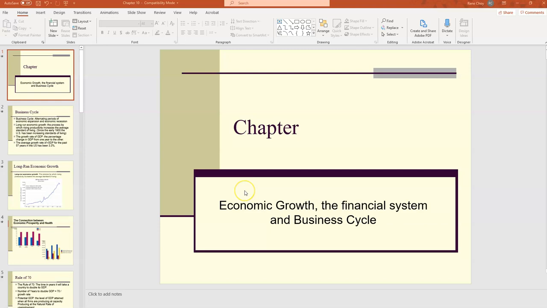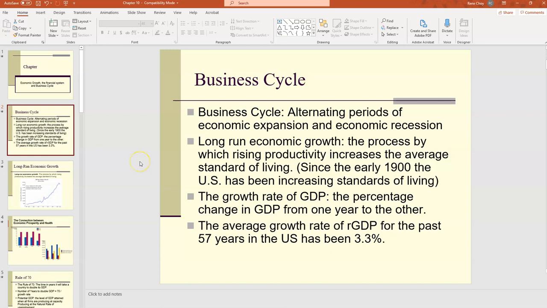Today we're going to be talking about what is economic growth, the financial system, the business cycle, and basically putting a lot of information together. Now, the business cycle is basically alternating periods of economic expansions and economic recessions that we have been able to measure since the market system has been around.